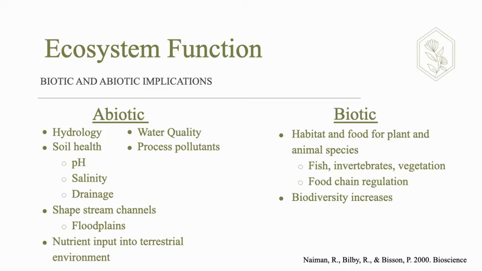Just listed a couple there: fish, invertebrates, and then vegetation. But this also includes mammals and birds and just everything that depends on them. And so this in turn leads to regulation of the food chain. And in healthy riparian corridors, it has been seen that biodiversity increases, leading to more species there.